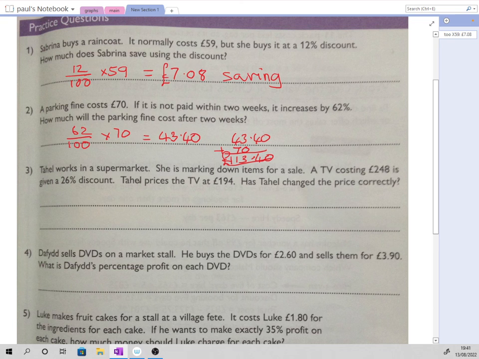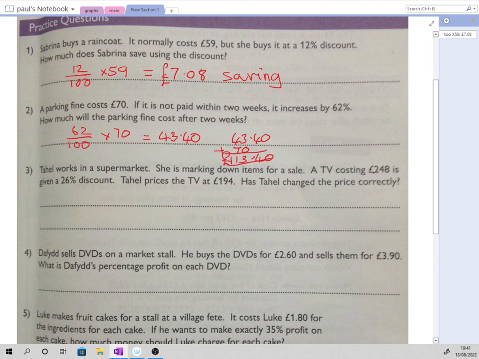Tahel works in a supermarket. She is marking down the items for a sale. The TV costs £248, is given a 26% discount. Tahel prices the thing at £194. Has she changed it correctly?